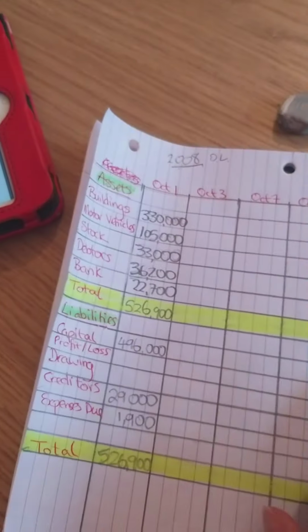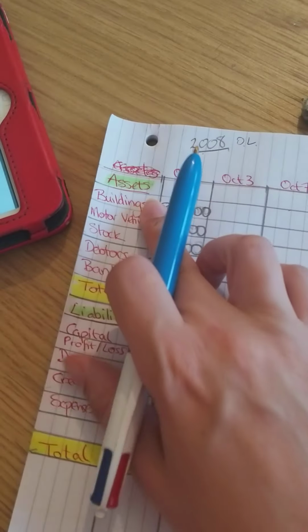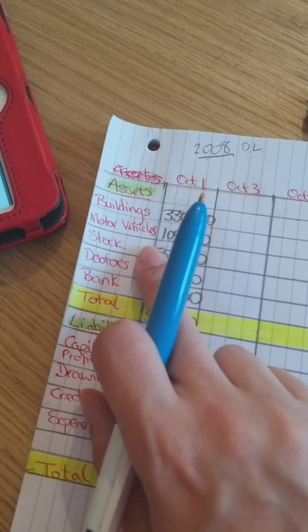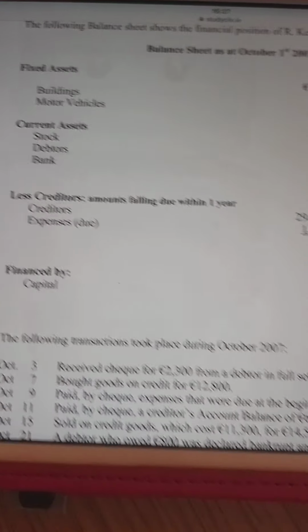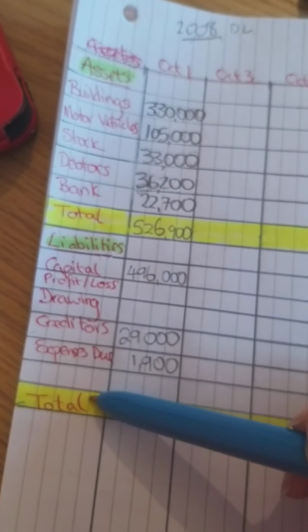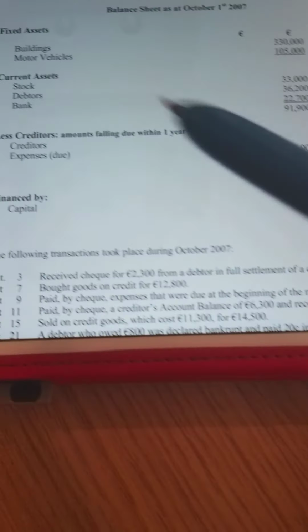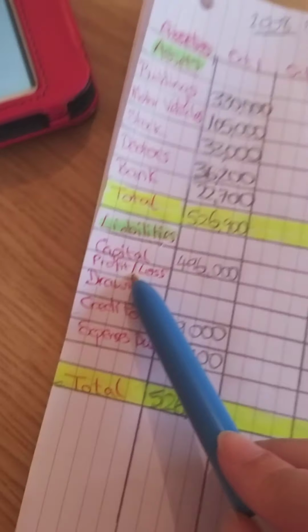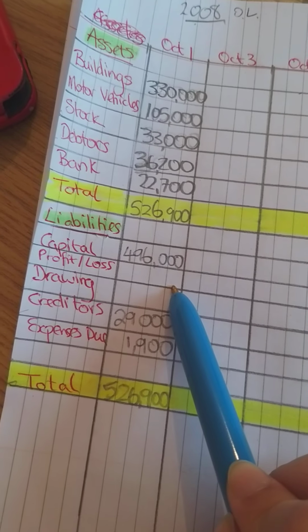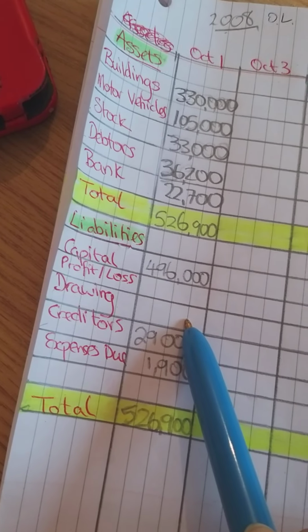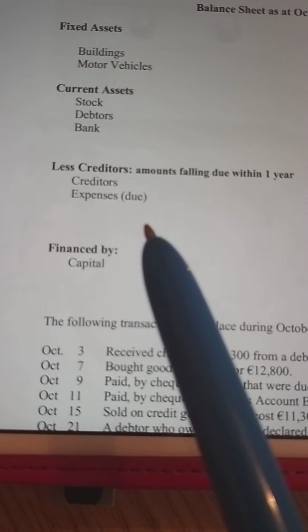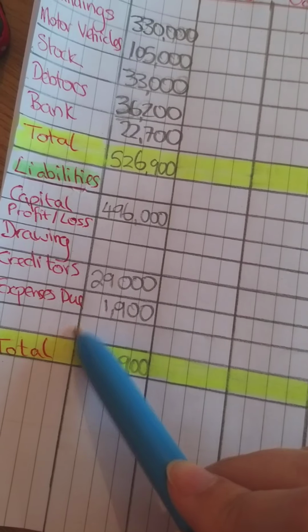And you can see that I've set up the page the same way as we always do. So we have our assets: buildings, motor vehicles, stock, debtors and bank, and they all come from our balance sheet, our fixed assets and our current assets. Then we put in our liabilities. So here we've got our capital, we put in our profit and loss, even though we haven't been given a figure, as we have in all the previous ones. Drawings then go here, we always leave a space for drawings. And then we get our creditors and our expenses due, and then we always leave a space at the end for our total, okay? And you write in all those totals directly taken from the balance sheet.